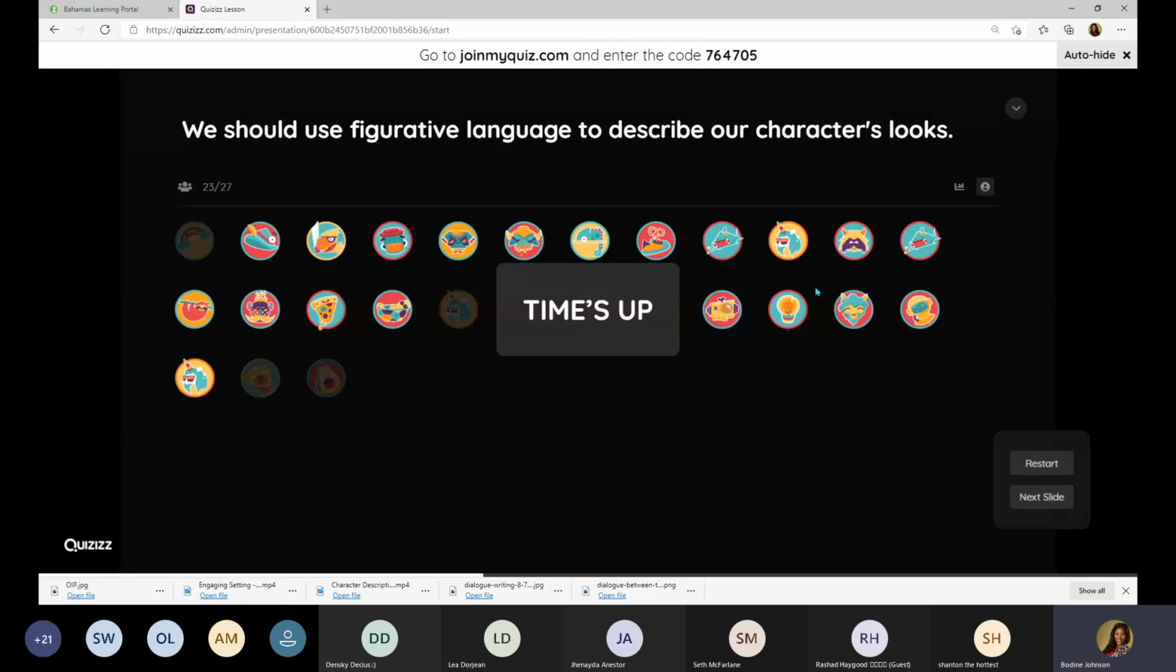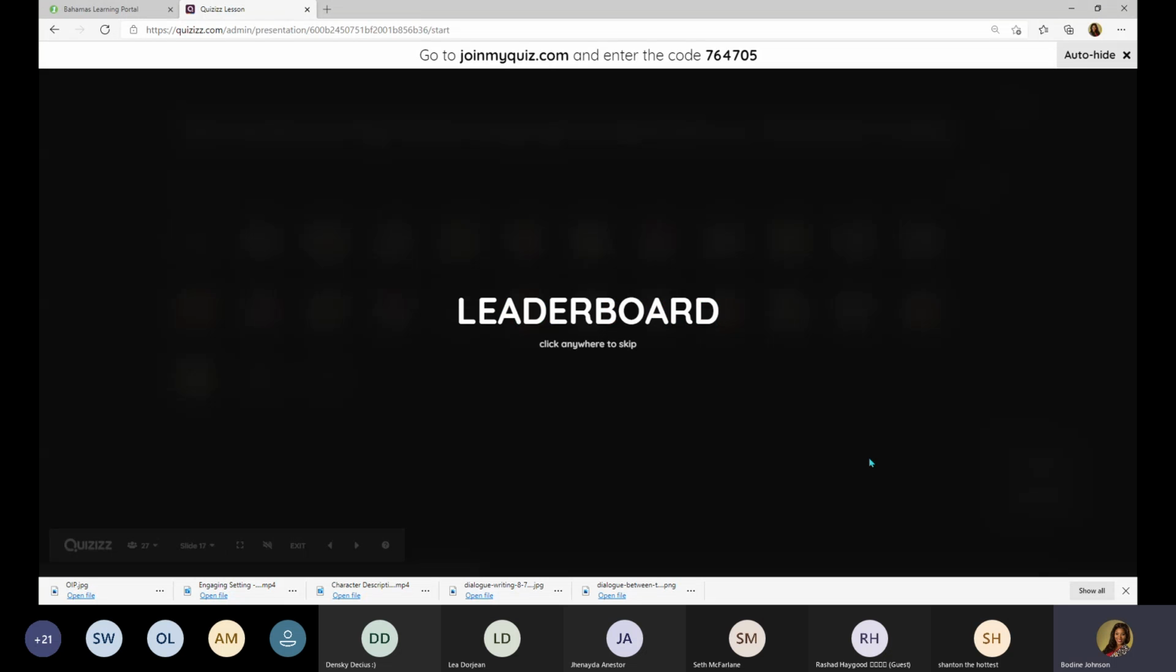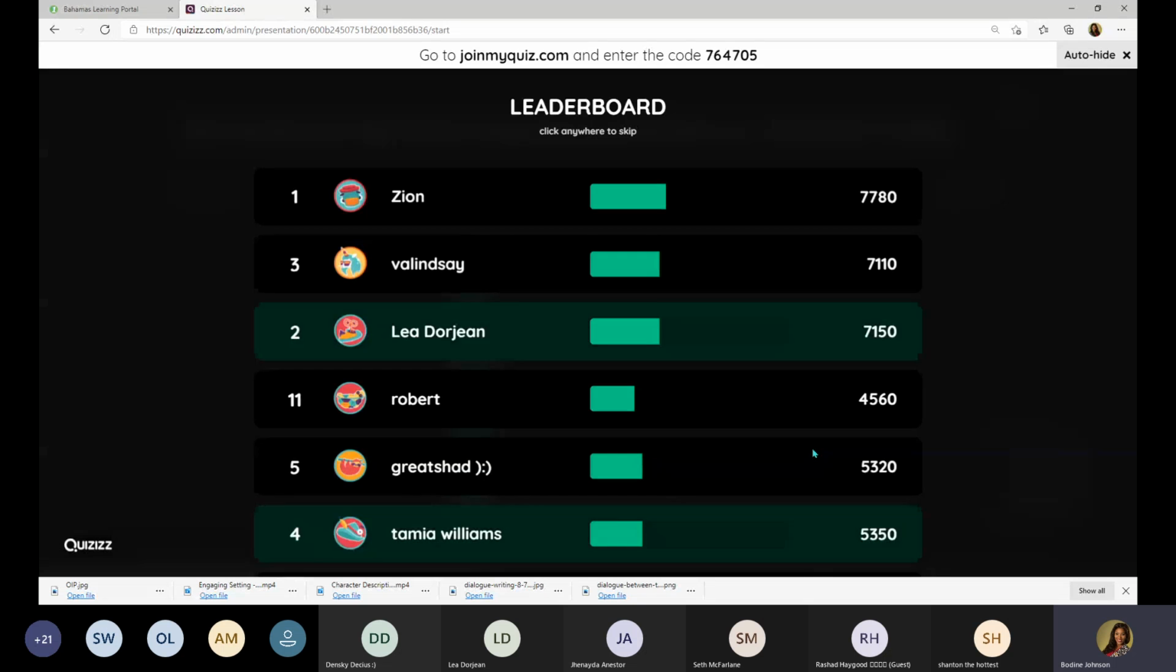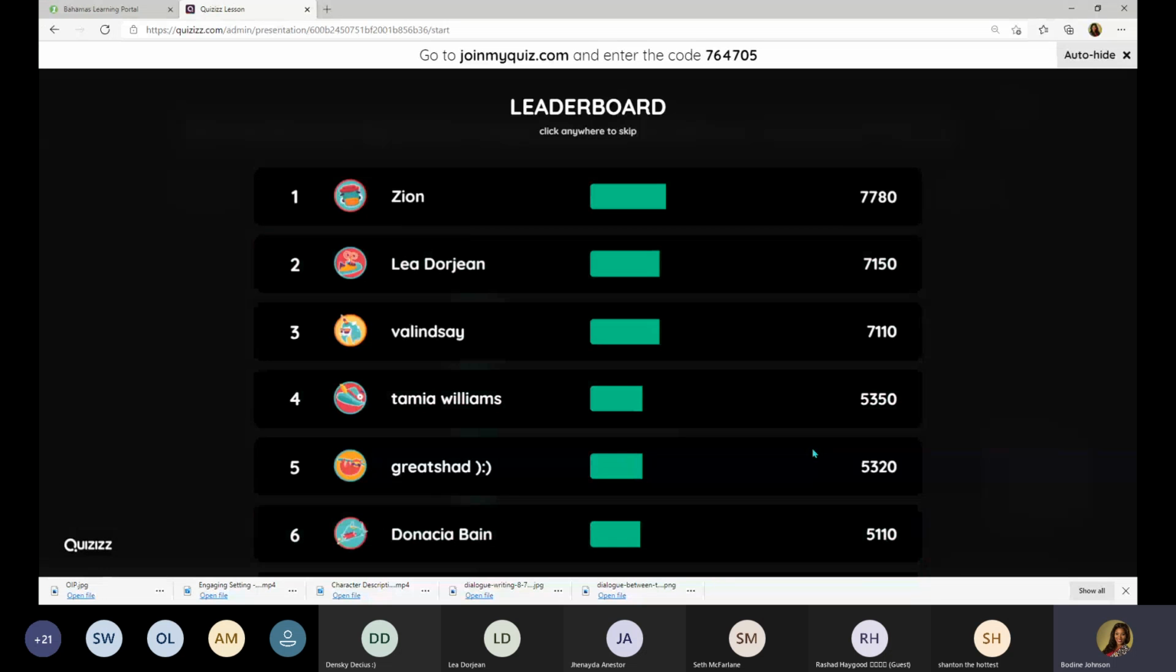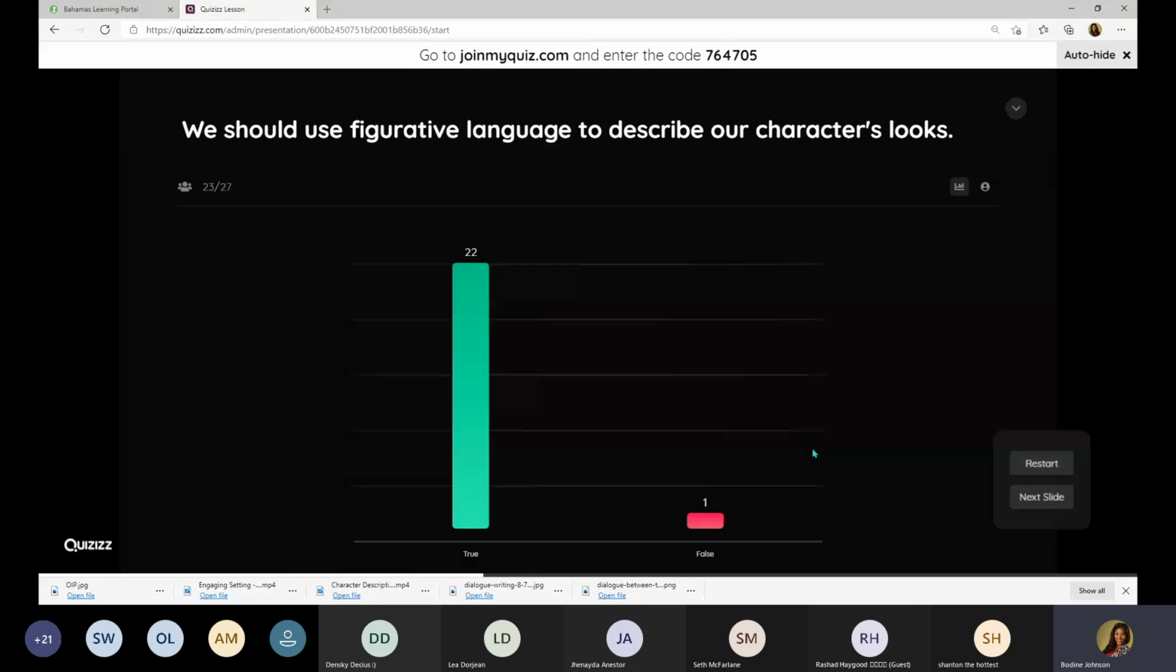Okay, guys, time is up. We should use figurative language to describe a character's look. Yes or no? True or false? True. Very, very true. That is correct. Okay, good job. Let's continue.